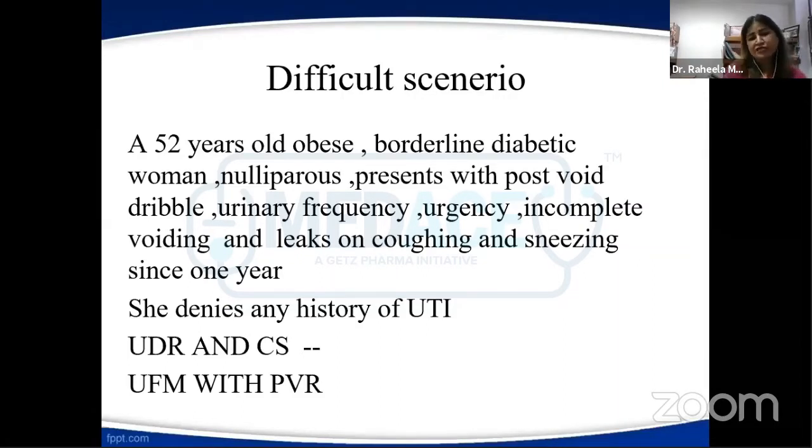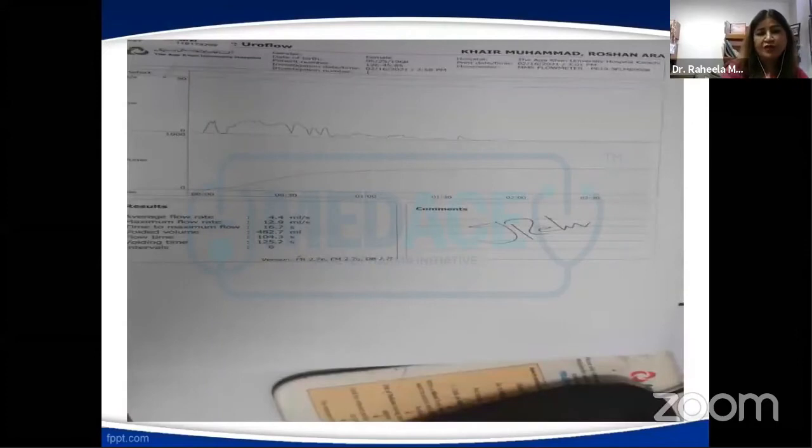She denies any history of UTI. So what do you do after the urine culture and DRE are negative for anything? The knee-jerk reflex, my colleagues would agree with me, urologists, they would do the UFM and PVR. There you go. The UFM shows the voided volume of 482, with the time she has taken in voiding being 125 seconds, 1.5 minutes, and look at the average flow rate, 4.4. So what does it signify?